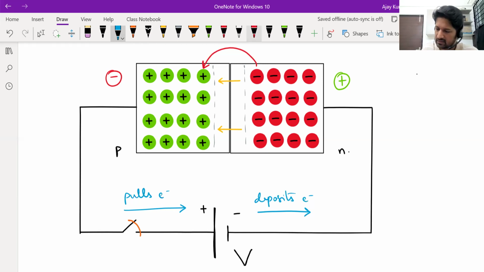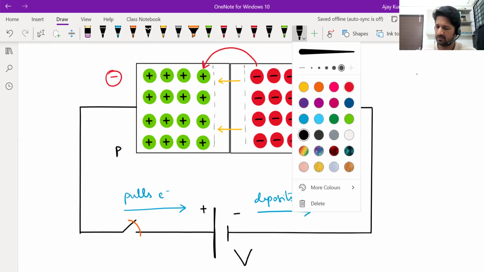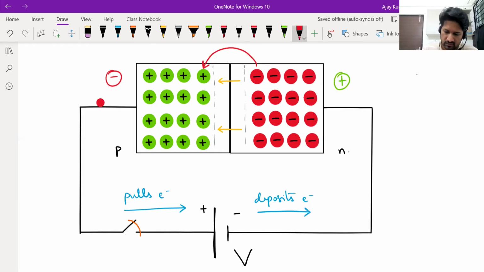As a result, what will happen? Electron circulation will happen. It will get pulled by the battery and it will get deposited back on the inside. And if it is deposited back on the inside, it will again participate in circulation. That is how a current is created.